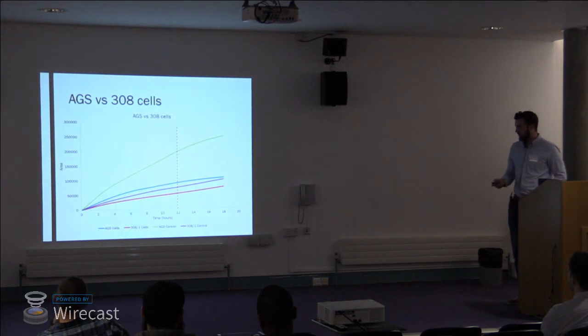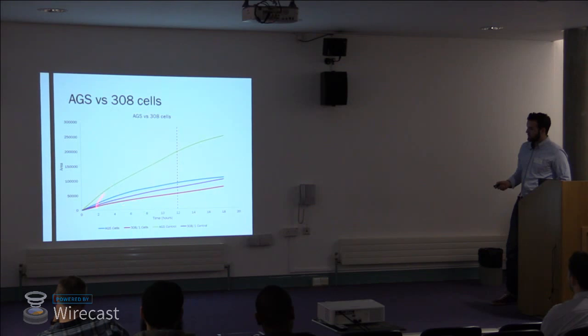When we plot this on the graph, the AGS versus 308 cells, every 3 hours I measured the area of the cells. At hour zero, I took the area that was already in the image, and then every 3 hours, I took how far in area they've moved from that image. So the AGS control cell, which was that distal video you saw last, you can see how much more area these cells move into compared to the proximal and the distal 308 cell.